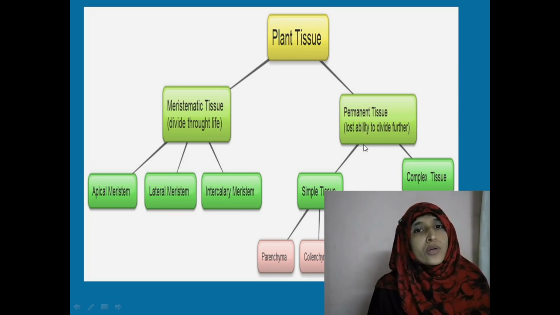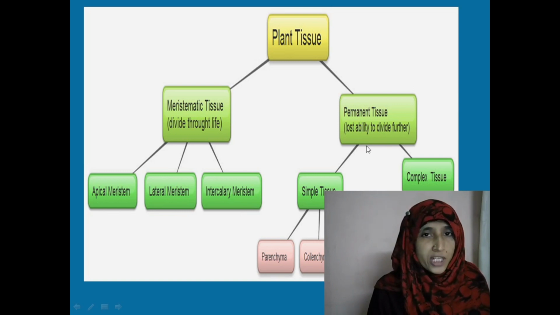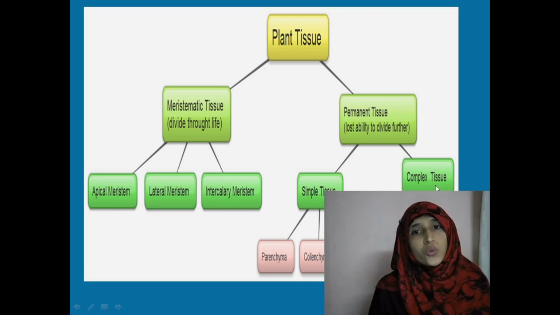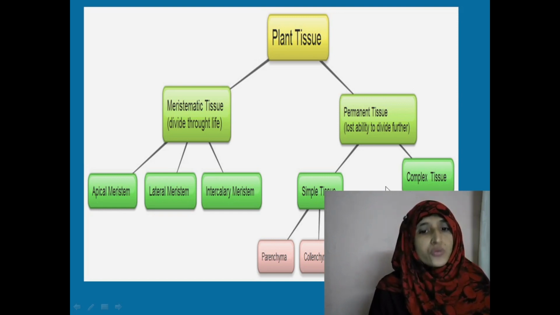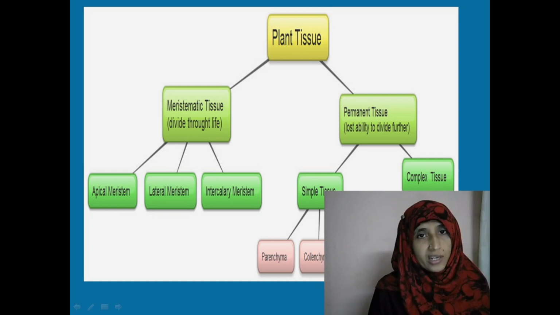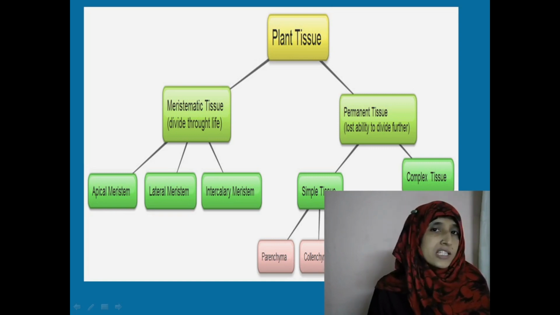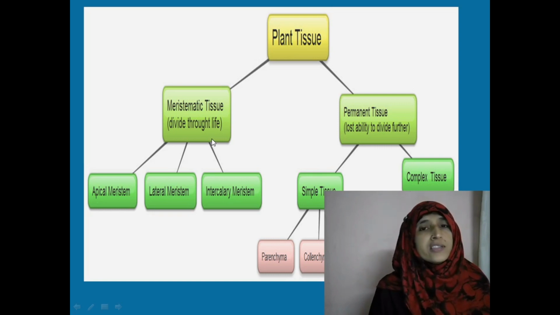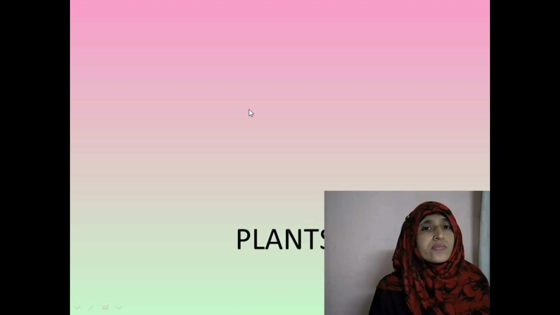So now if we are going to look into permanent tissue, they have been further classified as simple permanent tissue and complex permanent tissues. Simple permanent tissue is further subdivided into parenchyma, collenchyma, and sclerenchyma. Complex tissues are xylem and phloem. So here in this case we will be studying about meristematic tissues.